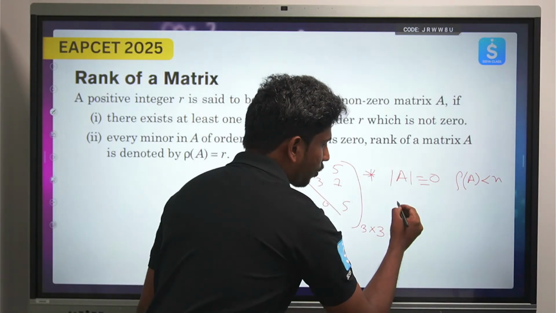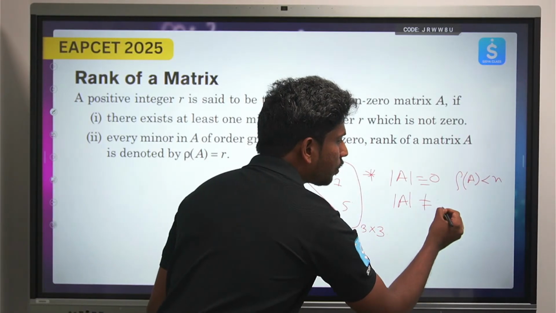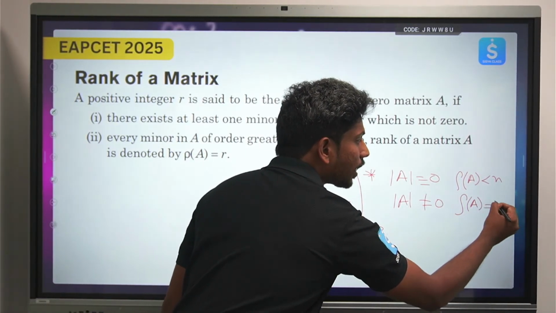Less than 3, less than n, whatever. So if determinant is not equal to 0, definitely the rank will be equal to the order of the matrix.